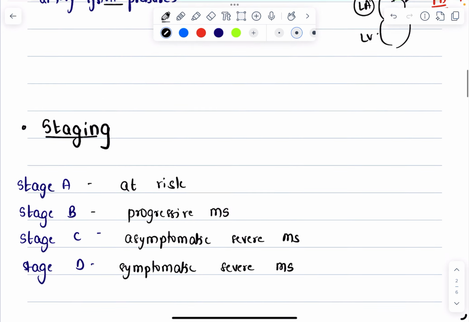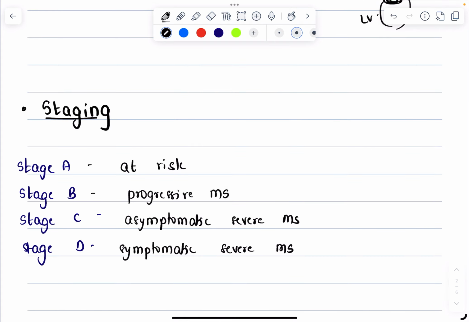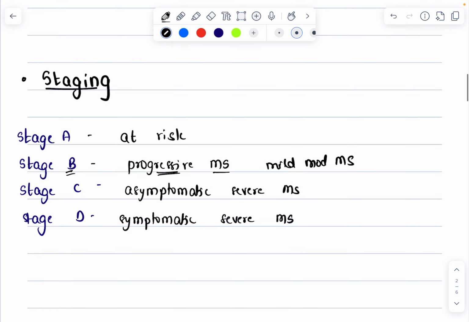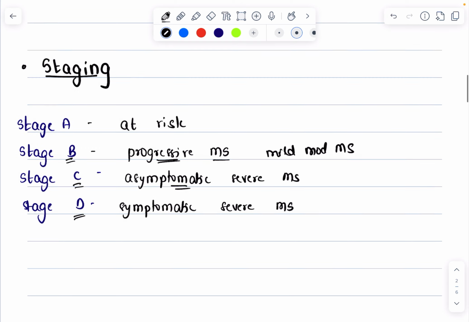Now coming to the staging part. In all the valvular diseases, the staging is the same. Stage A means the patient is at risk of developing mitral stenosis. Stage B means progressive MS, where the patient could be having mild or moderate MS. Whereas in stage C and D, the criteria of severe MS are fulfilled, but in stage C the patient is asymptomatic, whereas in stage D the patient is symptomatic.